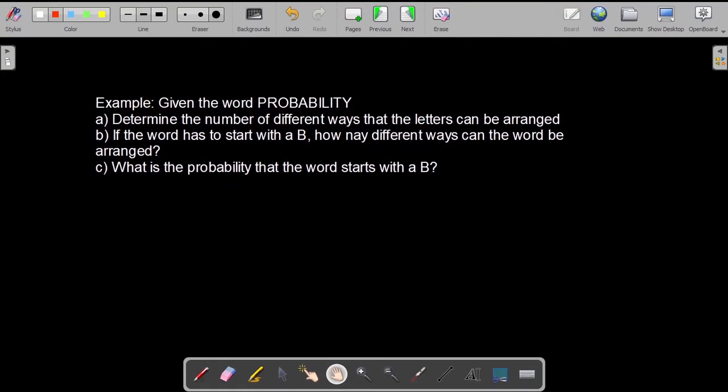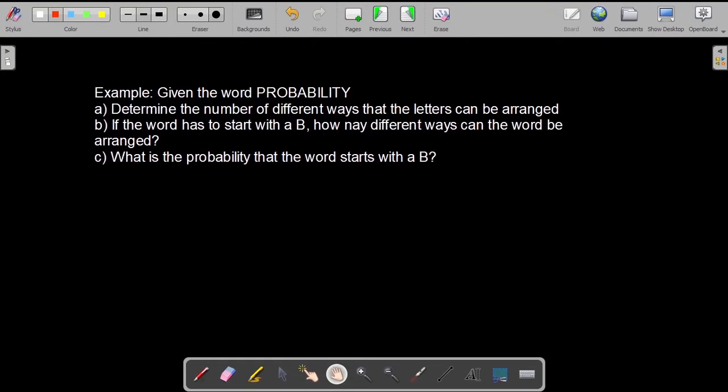So now let's come to this example. The example says, given the word probability, determine the number of different ways that the letters can be arranged. So let's first of all check if we have any repetitions. There's only one P, okay, so there's no repetition over there.